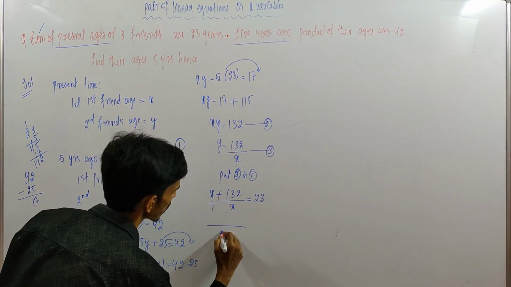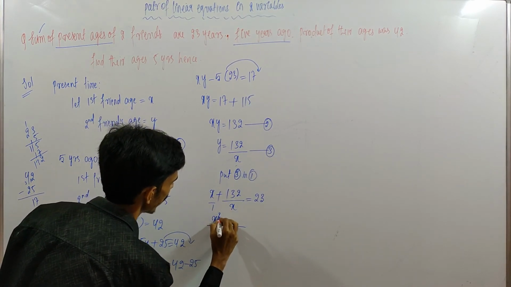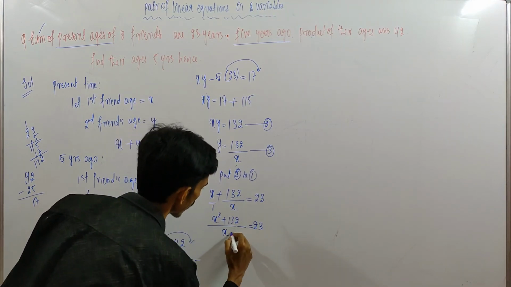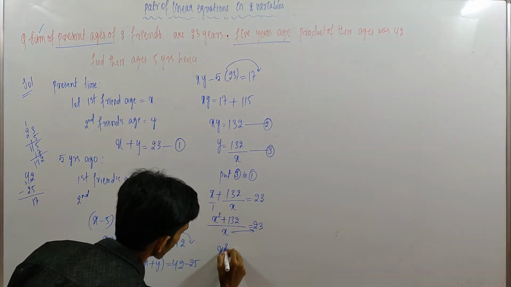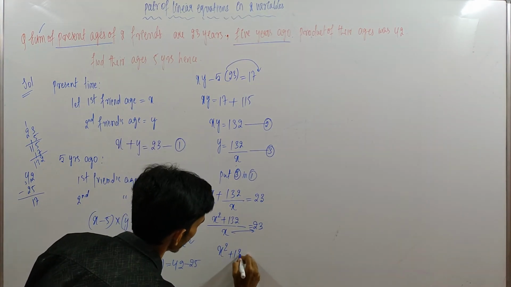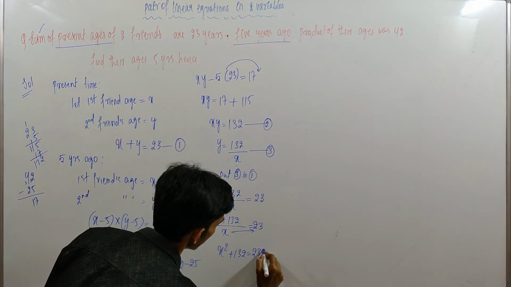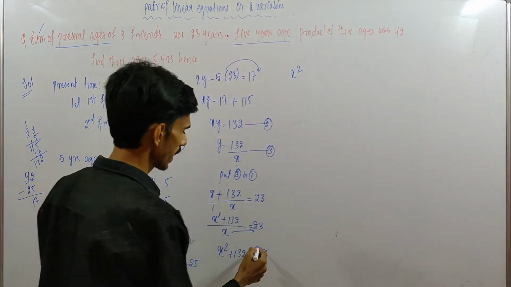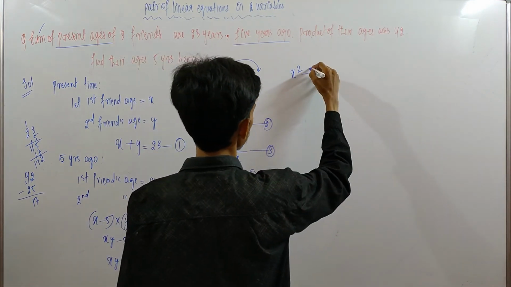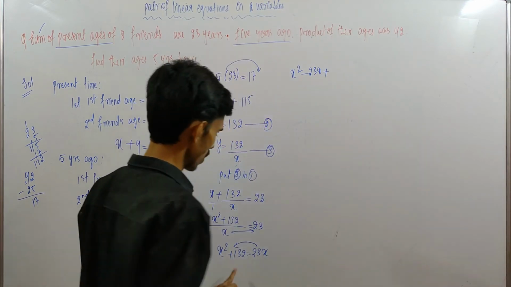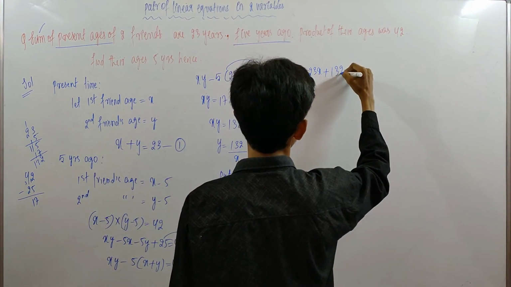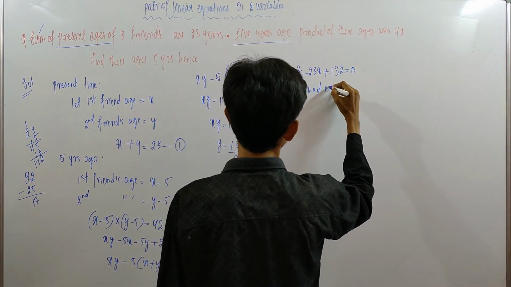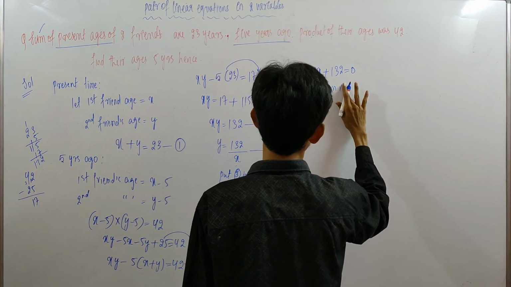Now take LCM. 1 into x, cross multiply, x into x, x square, plus 132 is equal to 23. Cross multiply and we have x square plus 132 is equal to 23x. Take this to this side: x square minus 23x plus 132 equal to 0. Now we have a quadratic equation in x.